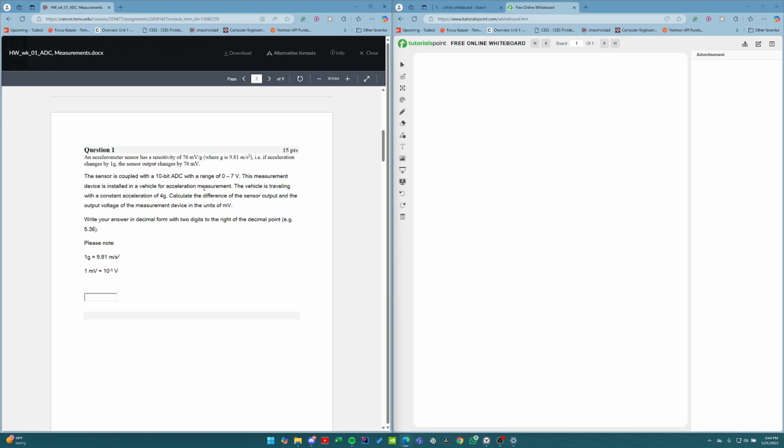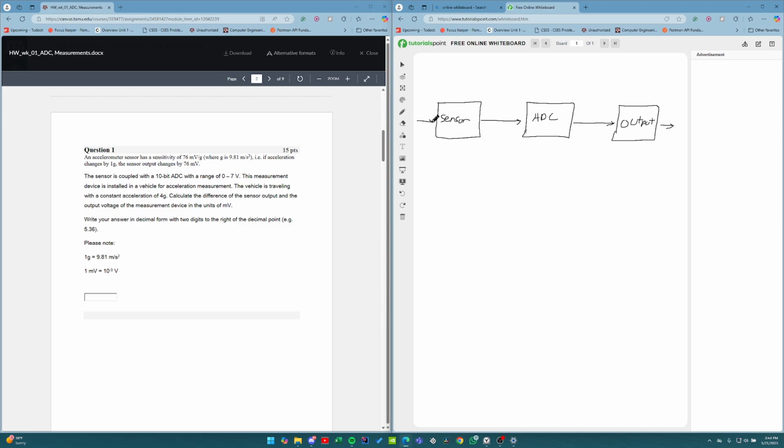So before we start hopping into these questions, I want to explain how this works. There are three sections in this part, so we're going to draw three boxes to represent them: the sensor, then the ADC, and then the output. Excuse my handwriting, I'm drawing with a mouse, so it might not be that good.